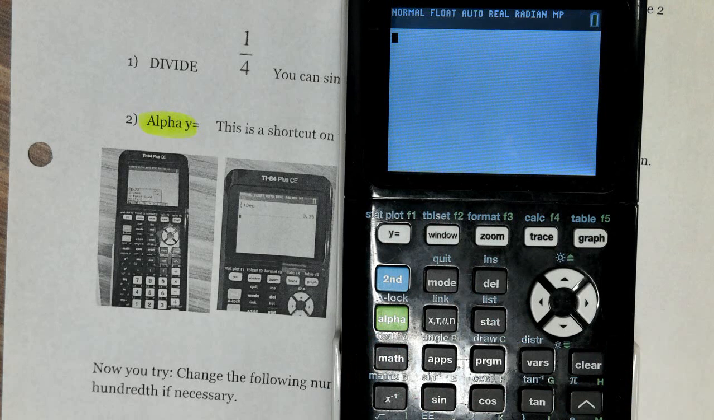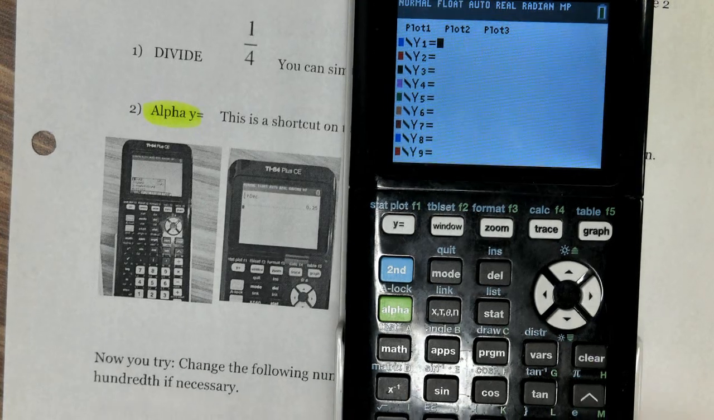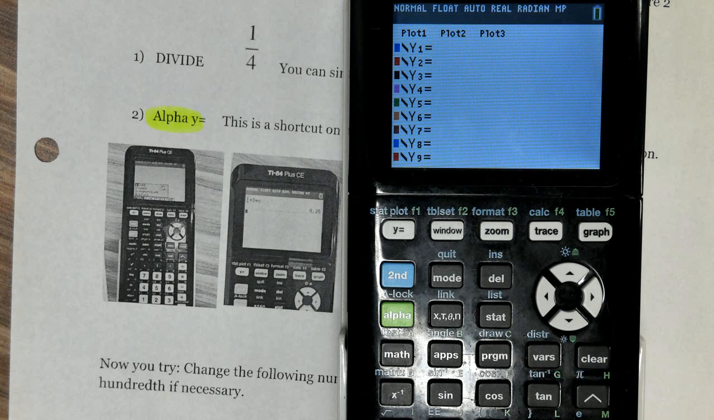What if I accidentally forget to hit alpha and I just hit y equals? This screen's going to pop up and you can't clear out. Watch. Clear. It's not getting me out of there. Do y'all see that? To get out of a screen, you're going to have to quit.